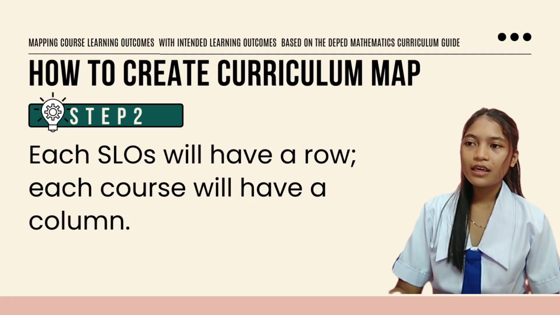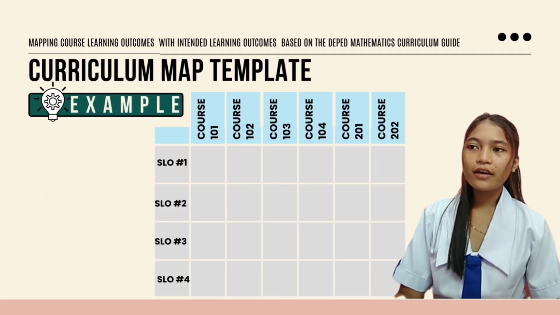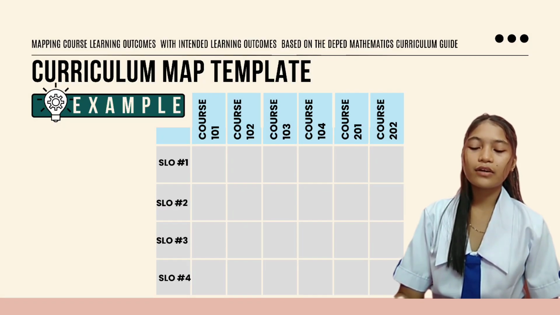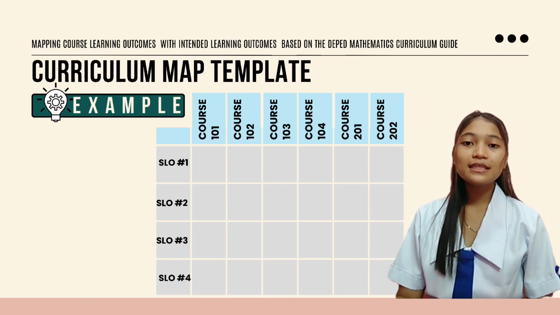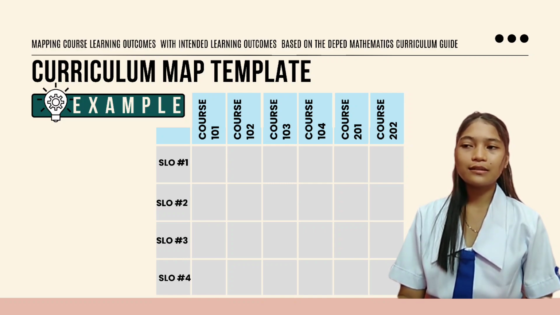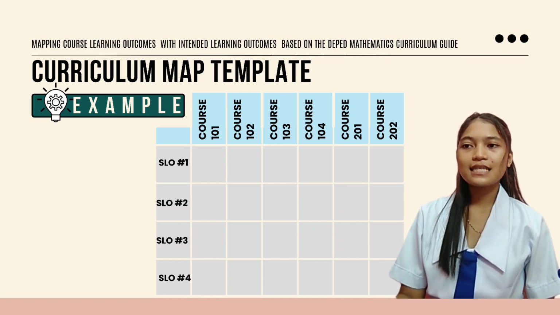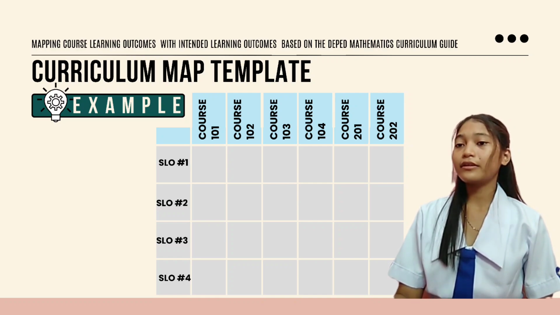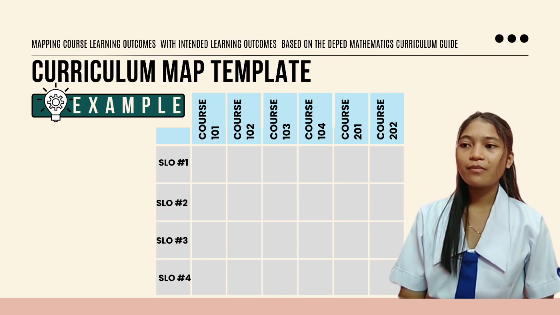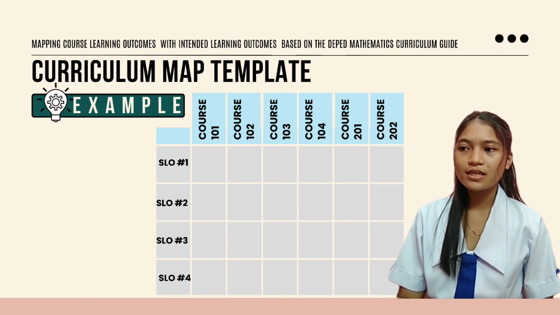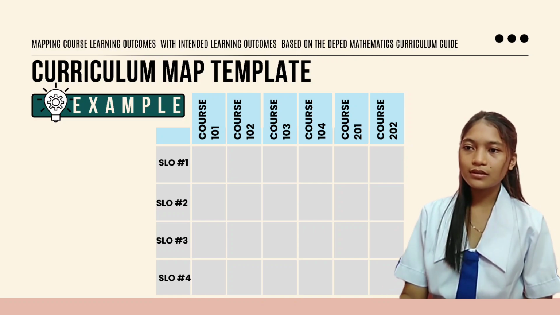So here is an example of a curriculum map. This one is an example template of how you will make a curriculum map. Looking at the left side of the table, we can see the SLOs, or the student learning outcomes, which will correspond to the upper part of the table, which are the specific courses. Let's say for example, calculus.